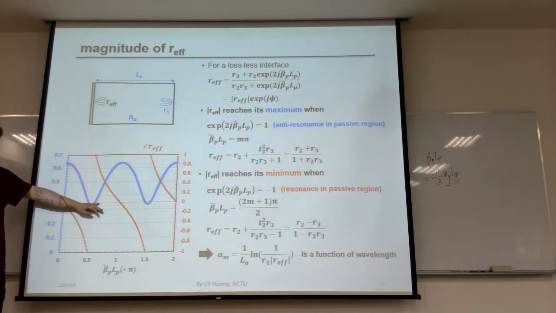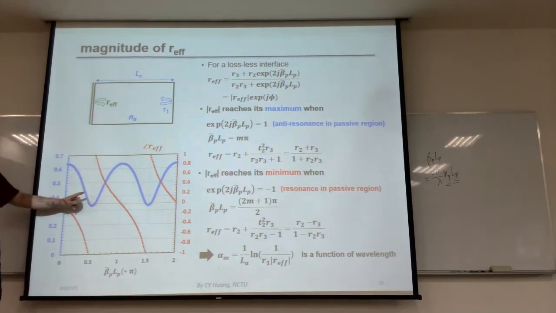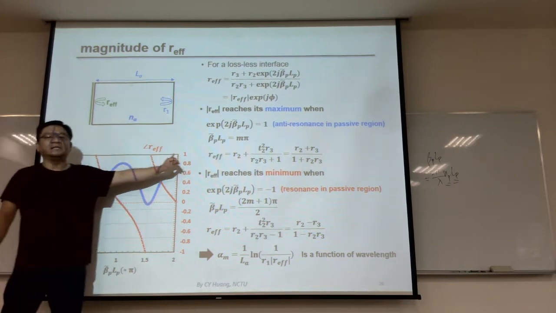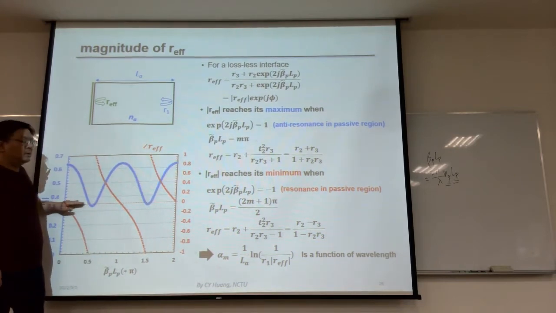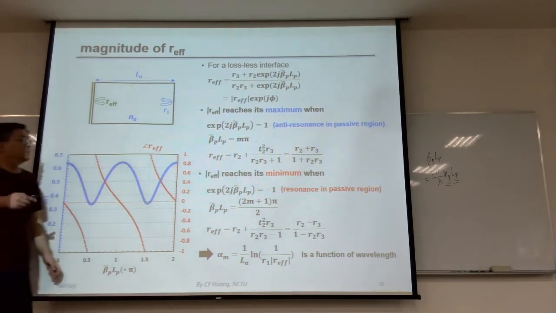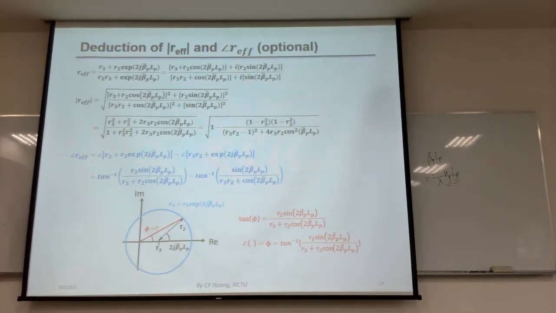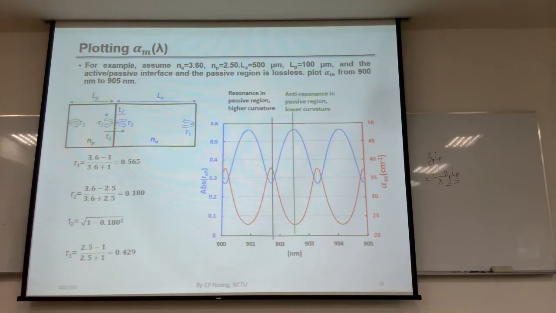So lasing will be preferred at discrete wavelengths. It will not be uniform. We will show a more detailed figure later. So this is just a calculation. You can try to do that at home. I'm going to do that here.